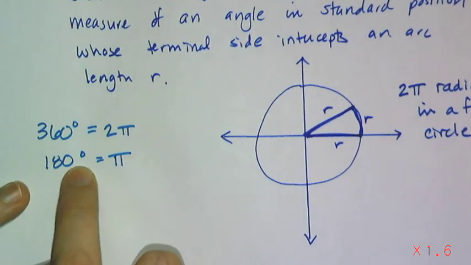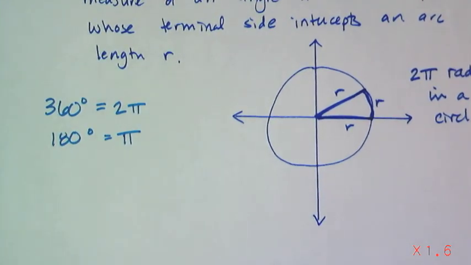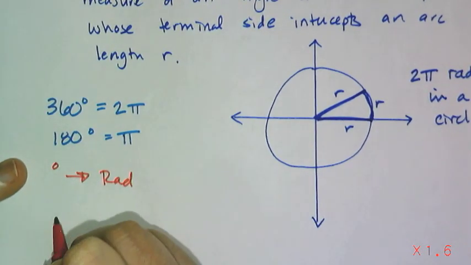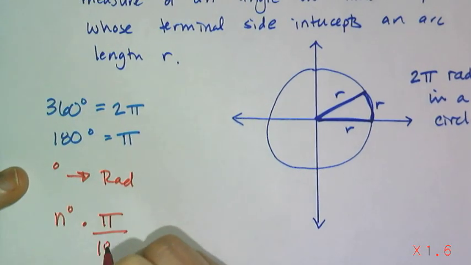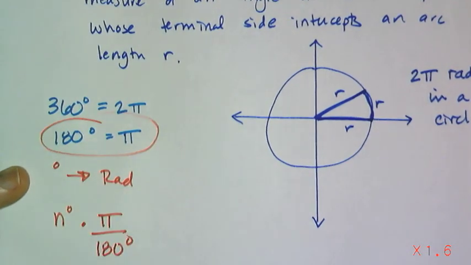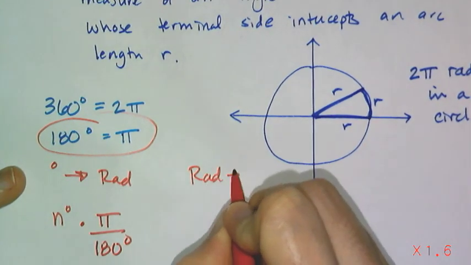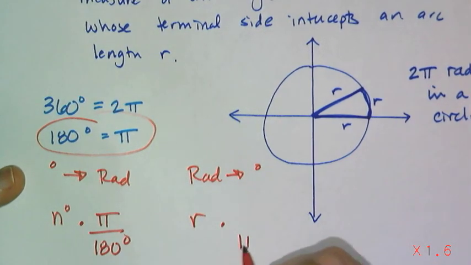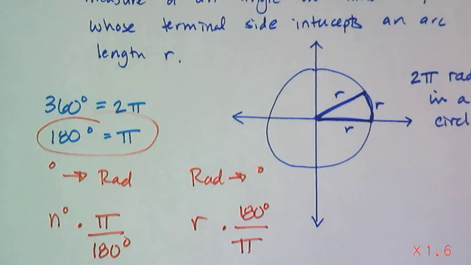I know that 180 degrees is equivalent to pi radians, and so if I want to know some conversion factors, from degrees to radians, I take my degree measure and multiply it by pi over 180 degrees. I take this and I turn it into my conversion factor. And if I want to go from radians to degrees, I take my r radians and I multiply it by 180 degrees over pi.